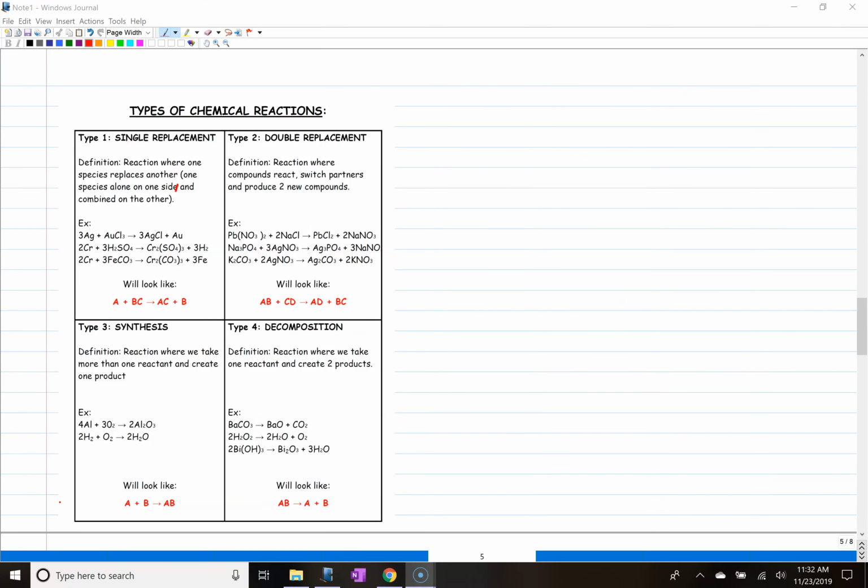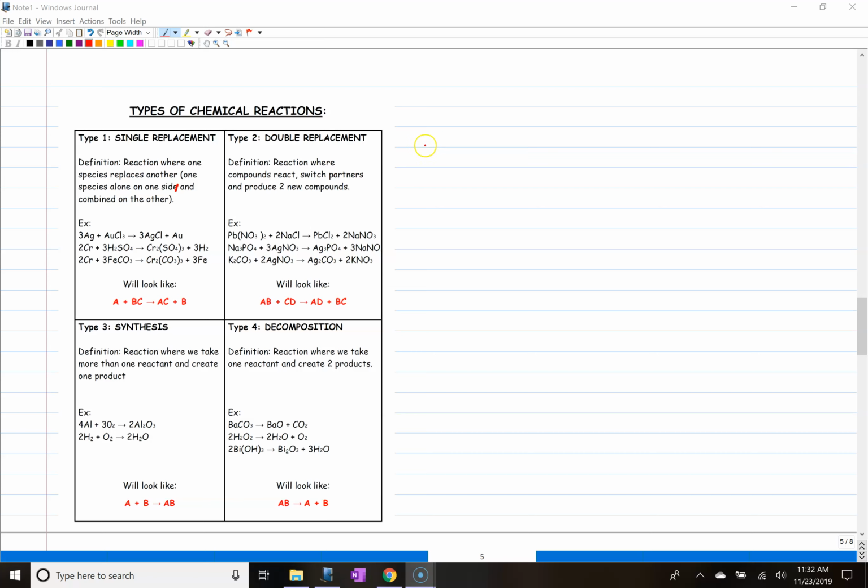The second type of reaction is a double replacement reaction. And a double replacement reaction is where 2 compounds are going to react, and then they're going to switch partners and form 2 new compounds. So in other words, you would have a general reaction of AB plus CD yields AD plus BC. You can kind of think about it as the 2 nonmetals switch places in the compounds.